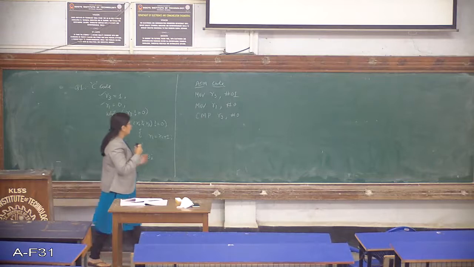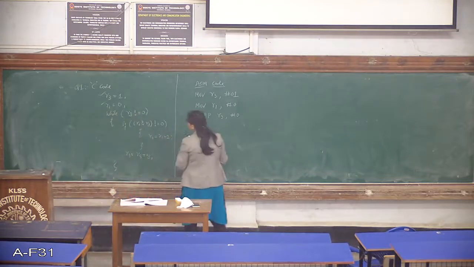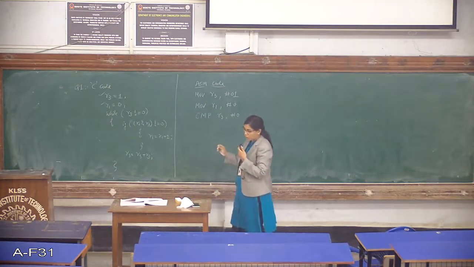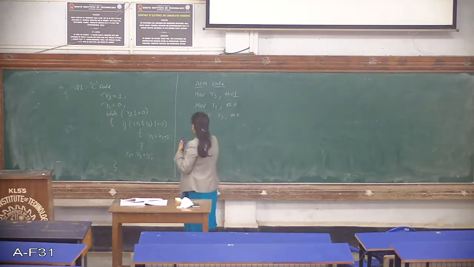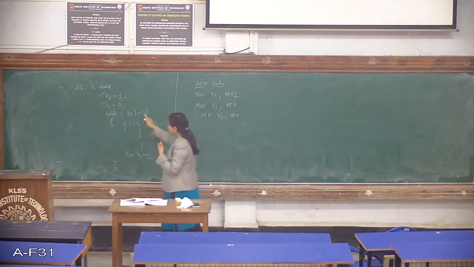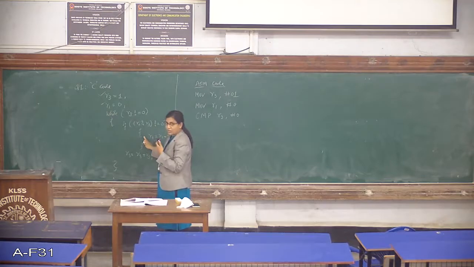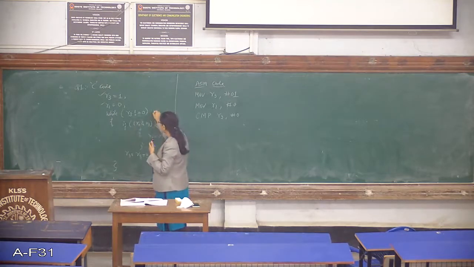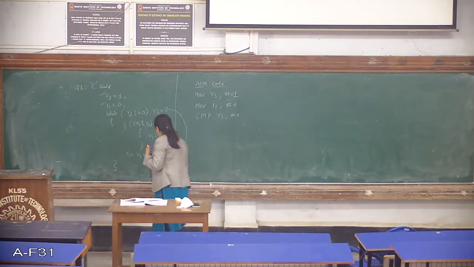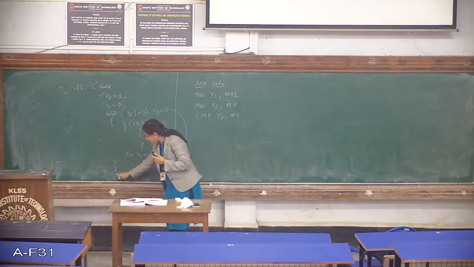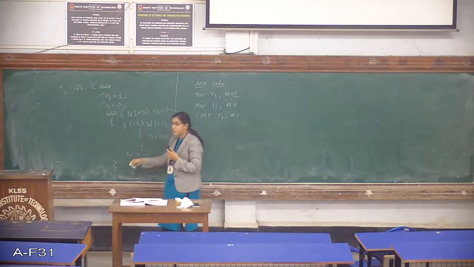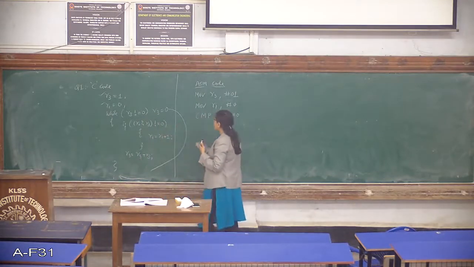Now you need to check whether it is not equal or not. How do you check it? If it is not equal, come inside the while loop and execute it. If it is equal, say suppose R3 equals 0, what will you be doing? You will be skipping out, coming out of the last flower bracket and executing the rest of the instructions.